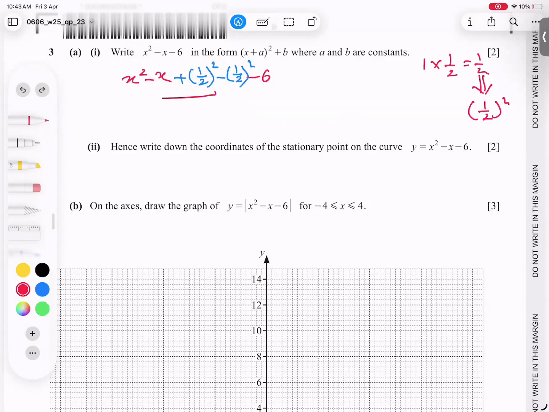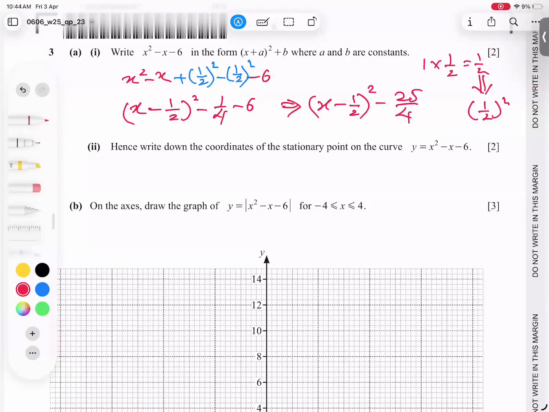Now these three terms I will combine. How to combine? x comes from here, half from here, and the sign from here. I get x minus half whole square. This gives you 1 over 4, and 6 fours are 24, plus 1 is 25. Finally, I get x minus half whole square minus 25 upon 4. And completing the square is completely done. So this part is done for 2 marks.